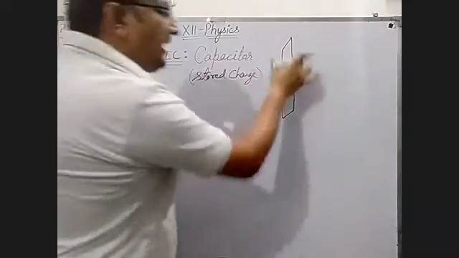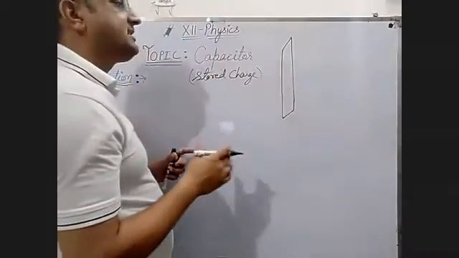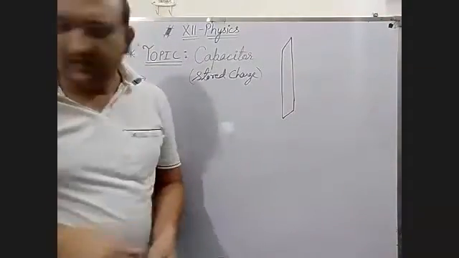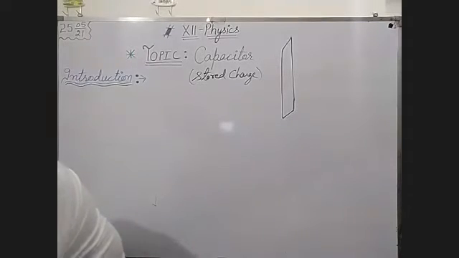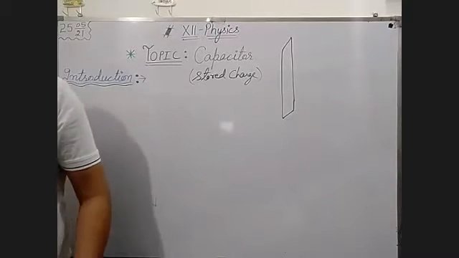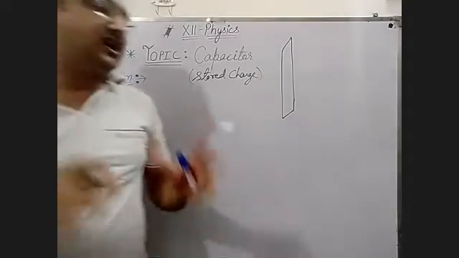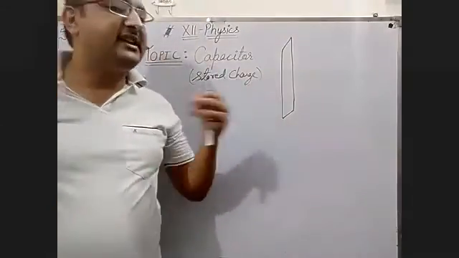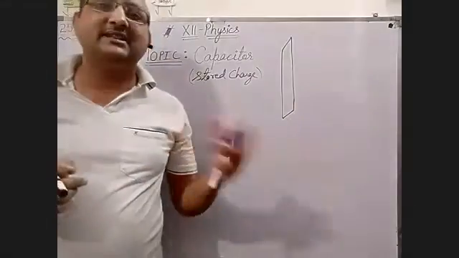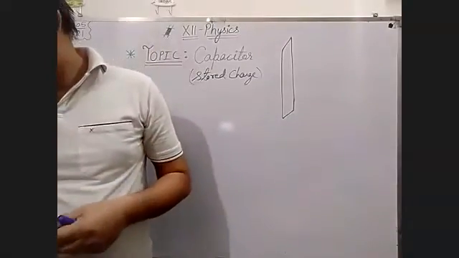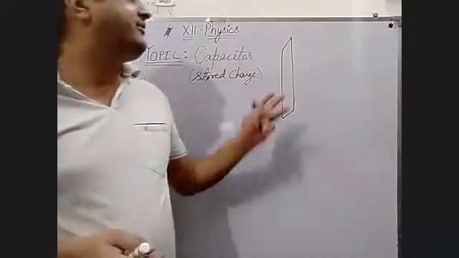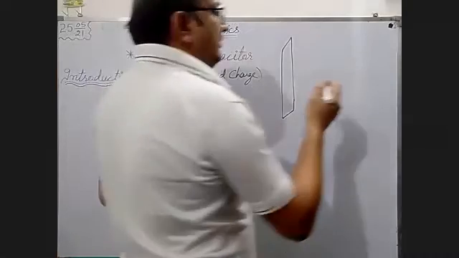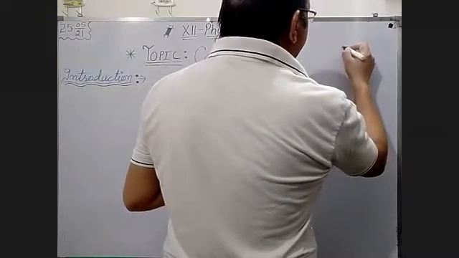How can two parallel metal plates store charge? This is your topic for today, capacitor, and in this you have to learn how a capacitor works, how much charge it can store, how much energy it can store, and what happens if capacitors are connected in series or in parallel in a circuit, and what is the role of a dielectric medium if we take a dielectric medium and place it between these two plates. All these things you have to learn in this chapter.